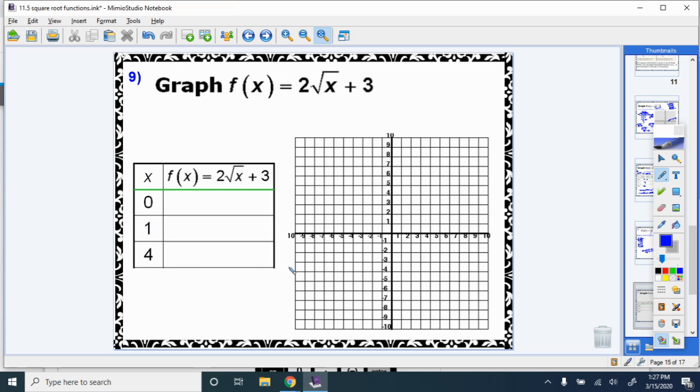All right, last graph, try it on your own. Pause the video. All right, we're going to plug in the numbers, and you would get the following points. When you plot those on your graph, you get this curve. And you could say that this was a vertical stretch and a translation up 3.